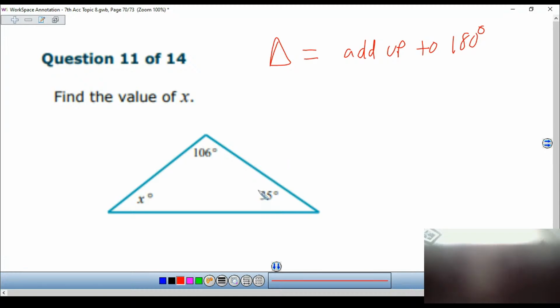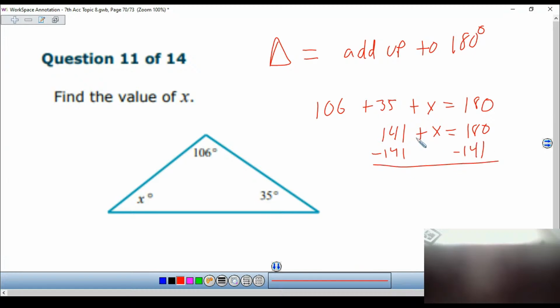So in this triangle, they gave us 2 of them, and they want us to find the third angle. So what we have to do is take these 2 angles we already have, 106 and 35, add them up. Really, you got this plus x over here, right? And that's all going to add up to 180. So what I can do is add these together. This will be 141 plus that angle x equals 180. And I can subtract 141 from both sides. And I have x equal to 39. So that means this missing angle is 39 degrees.